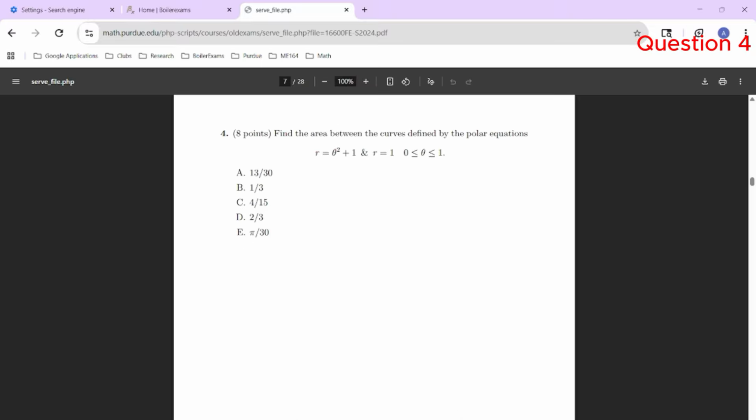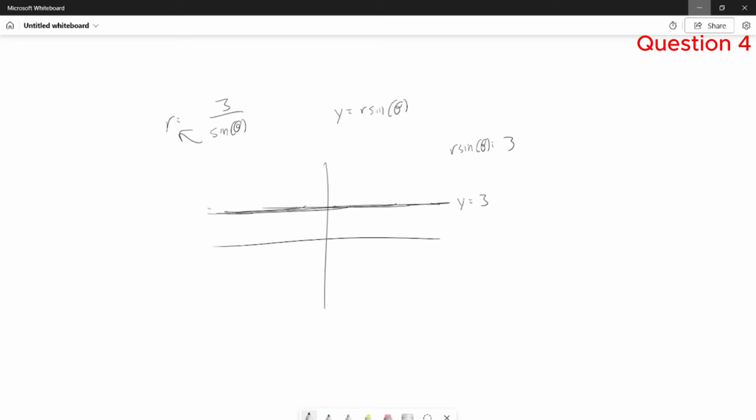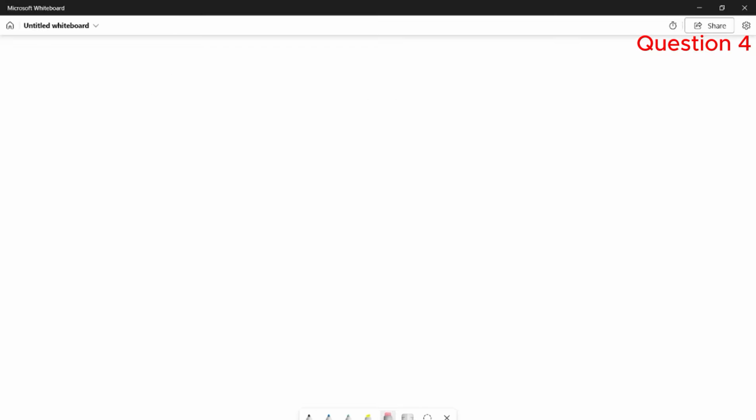Find the area between the curves defined by the polar equations r equals theta squared plus 1 and r equals 1 for all of theta between 0 and 1 inclusive. Okay, so let's look at this. Let's write out our two functions here. We have r2, I'll say r2 is theta squared plus 1, r1 is equal to 1. And we're looking for the area between the functions for 0 less than theta less than 1.